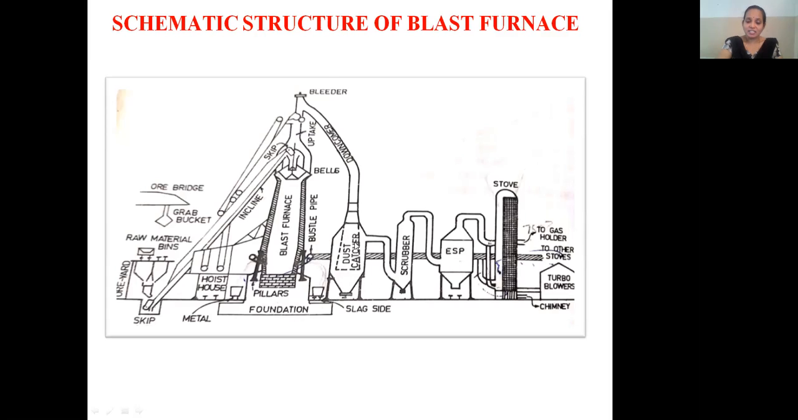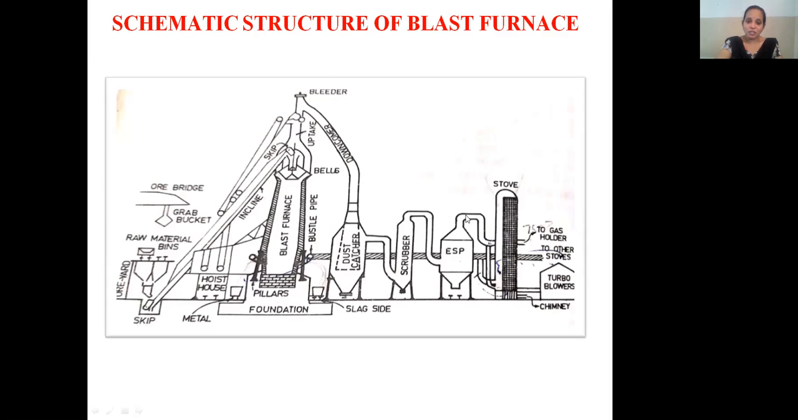Coarse cleaning happens in the dust catcher, semi-fine cleaning happens in the scrubber, and fine cleaning happens in the ESP. After fine cleaning, 25% of the gas is used for the stove burning and 75% of the gas is sent to the gas holders. The 25% of the gas is used for heating the stoves, and the 75% goes to the gas holders.